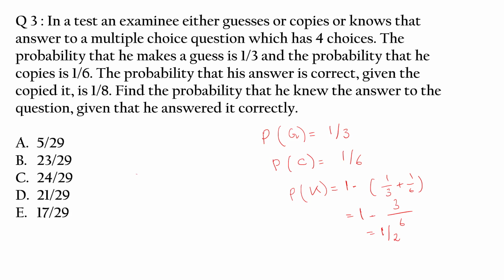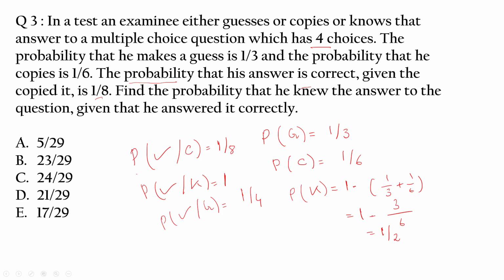Then the question says that the probability that his answer is correct given that he copies is 1 by 8. And obviously the probability that the answer is correct given that he knows will be 1. And the probability that the answer is correct given that he guesses is, since there are 4 choices, 1 by 4. So I hope this is clear, the probability of correct given each of the choices.